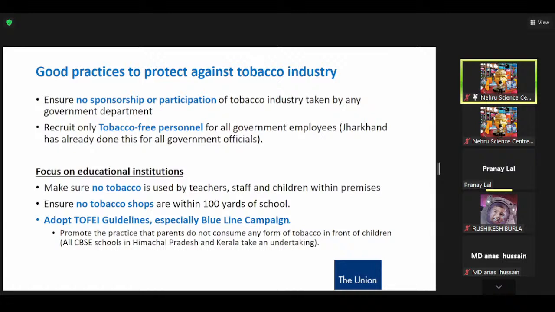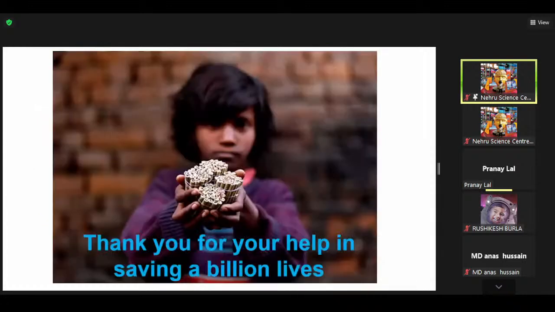So in case of educational institutions, let's make sure that our teachers and staff do not use tobacco during school time. There should be no tobacco shops within 100 yards. And we should have a Lakshman Rekha, which prevents the sale of tobacco within the 100 yards.